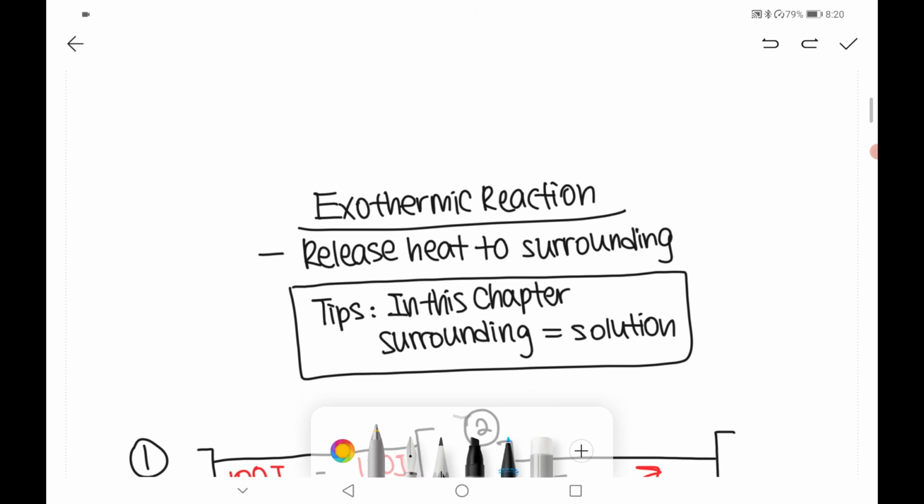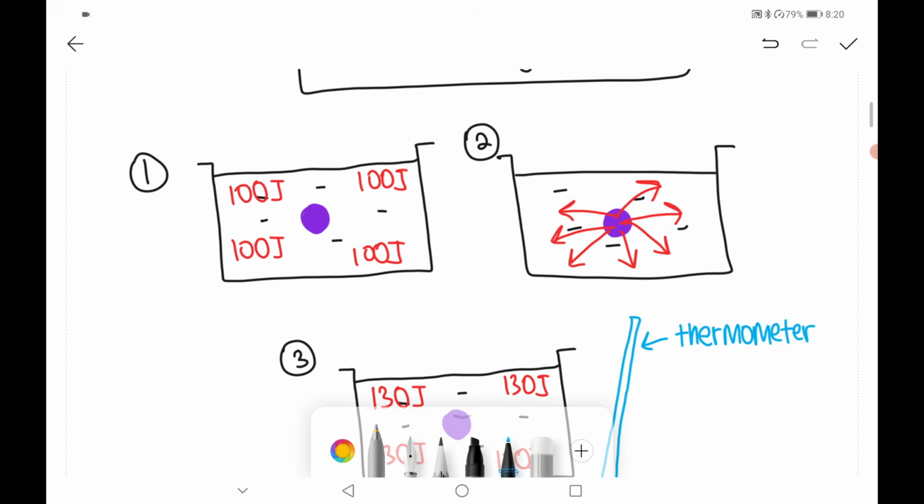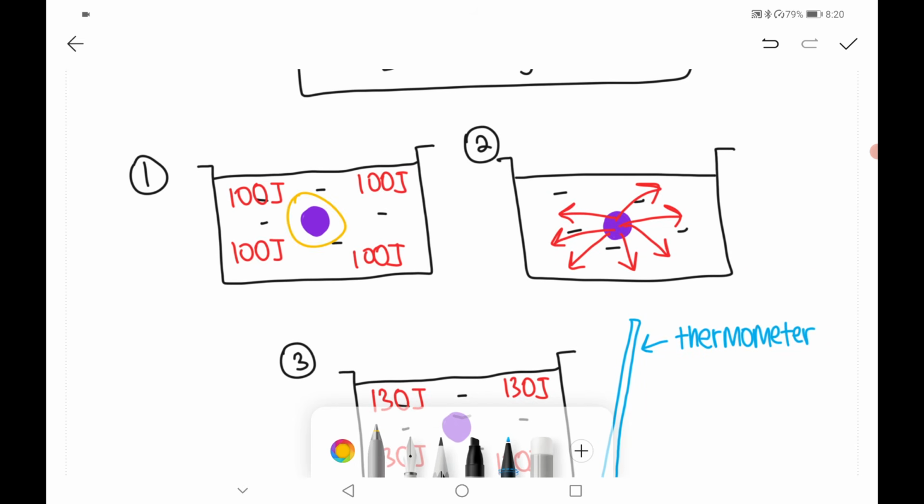Now exothermic, ex is exit, so the heat exits, the heat goes out, and going out means release. So exothermic reaction will release the heat to the surrounding. Look at these three pictures. Again, this is the chemical substance and this is the heat in the surrounding. Just imagine initially the surrounding energy is 100 joule.